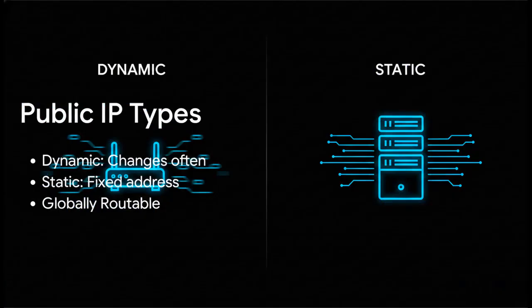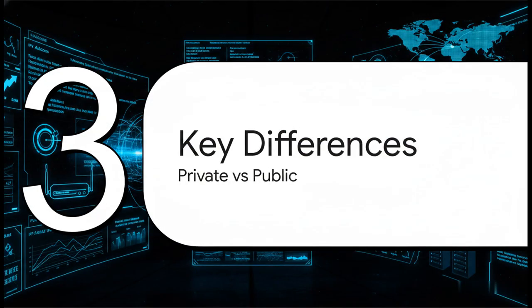Now, these public IPs generally fall into 2 buckets. First, you have dynamic addresses. These are super common for home networks, and they actually change periodically based on whatever your ISP decides. Then you have static addresses, which are totally fixed. They never change. If you're hosting a permanent web server or a mail server, you absolutely need a static public IP so the rest of the world always knows exactly where to find you. Section 3, Key Differences. Let's do a quick side-by-side.